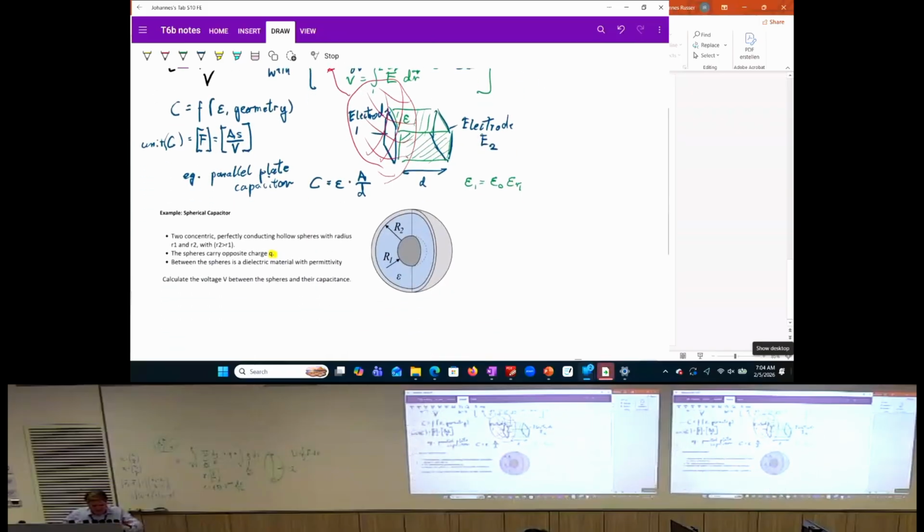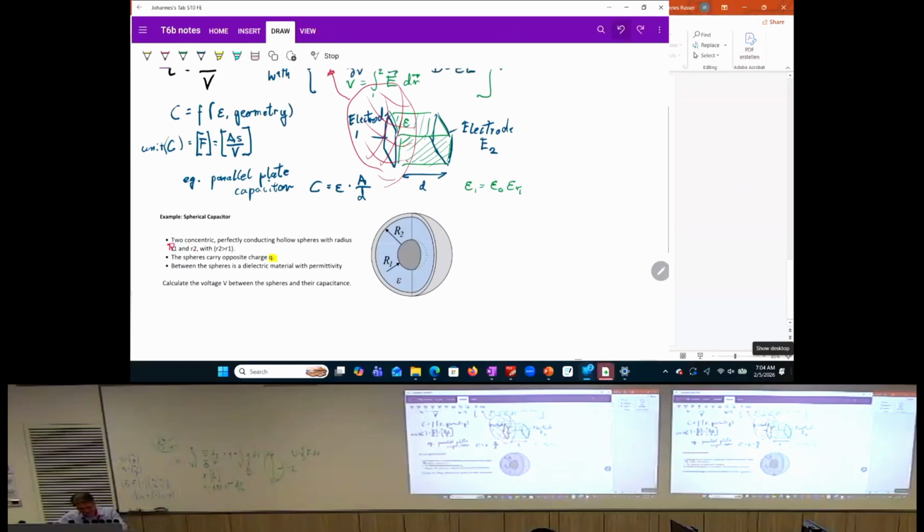Now let's look at the example of the spherical capacitor here. We have here the picture of two concentric, perfectly conducting hollow spheres, and they have a radius R1 for the first one, that is shown here. This is basically the capital one here.